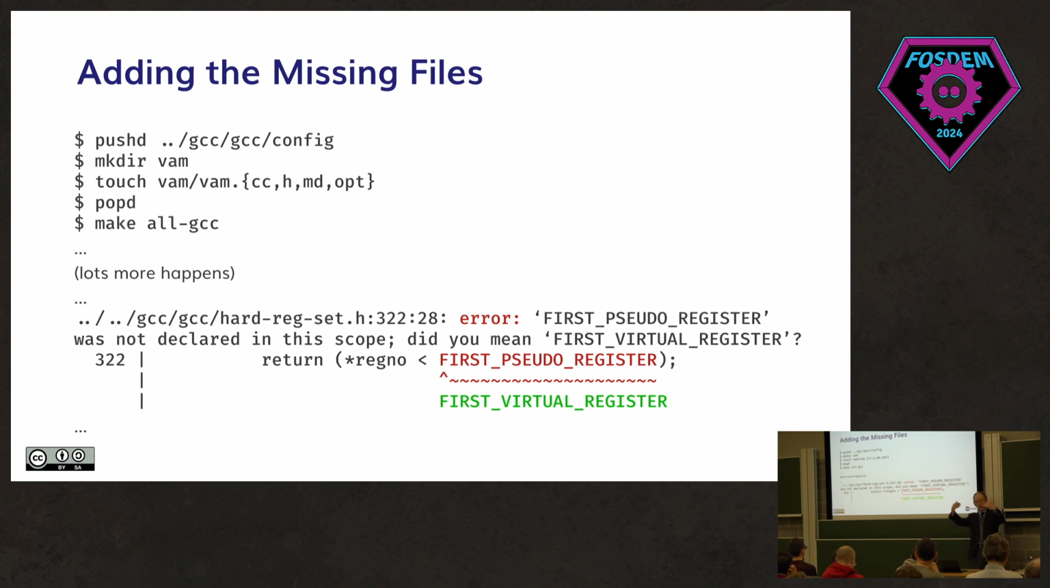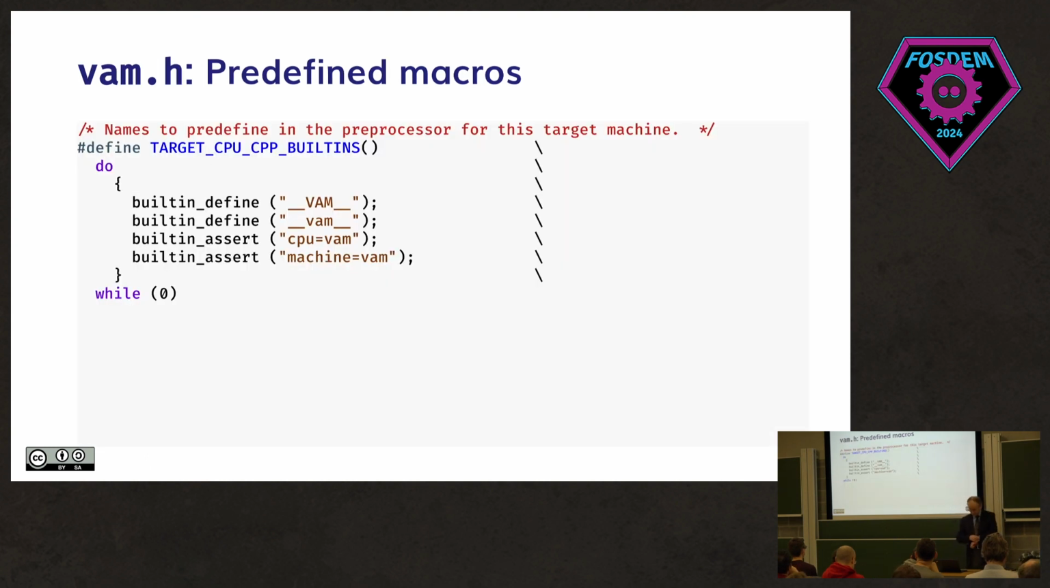So in vam.h, there's a whole load of macros I've got to define that I will need for that. Okay? So in vam.h, we've got some things. You define target CPU builtins, the built-ins I want to appear. You know that when you compile for a particular architecture, GCC has some predefined macros, including one that tells you what your architecture is. So we want _vam and __vam in capitals and lowercase actually defined, so if you're writing code, you can put #ifdef vam, #ifdef __vam, and put your vam-specific code there. And there's a couple of asserts there. I'll assert the CPU's vam and the machine is vam.